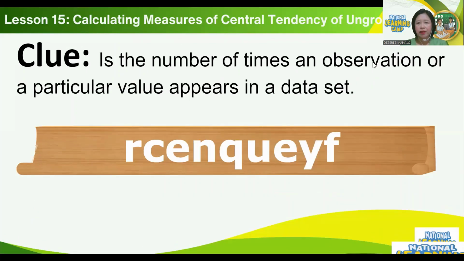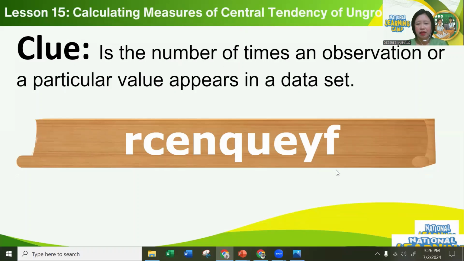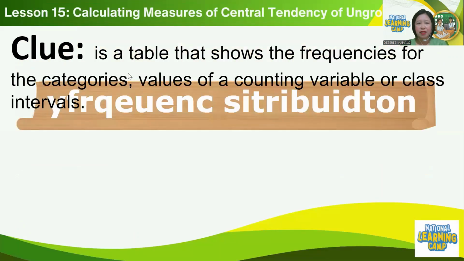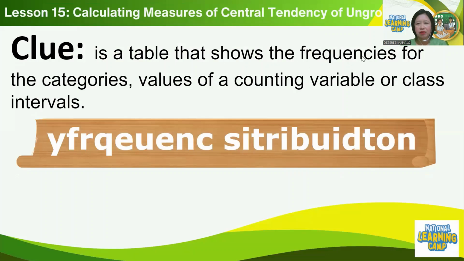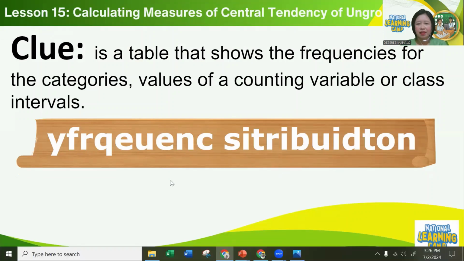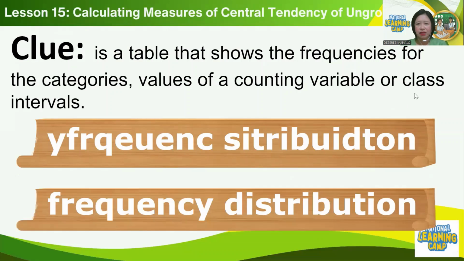The number of times an observation or a particular value appears in the data set. What do you think is that word? Okay, it is frequency. For the next one, it is a table that shows the frequencies for the categories, values of a counting variable or class intervals. The answer is frequency distribution.